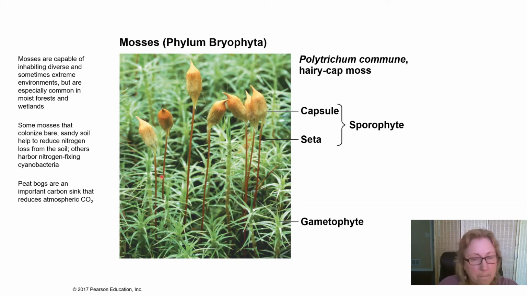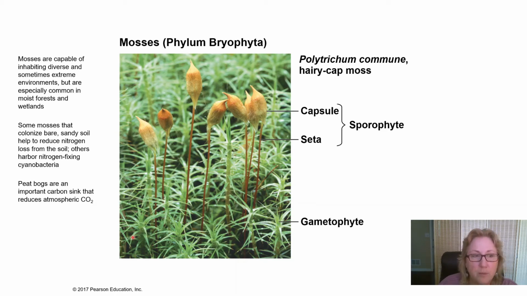Mosses, it's a nice moss. Mosses are the most diverse. There are mosses that, despite the fact that they have flagellated sperm that need water for fertilization, there are many species of mosses that can tolerate kind of extreme environments with poor soil, dry conditions, harsh winters, which is why they're fairly abundant, even though they're so small and they don't have any vascular tissue or true roots.